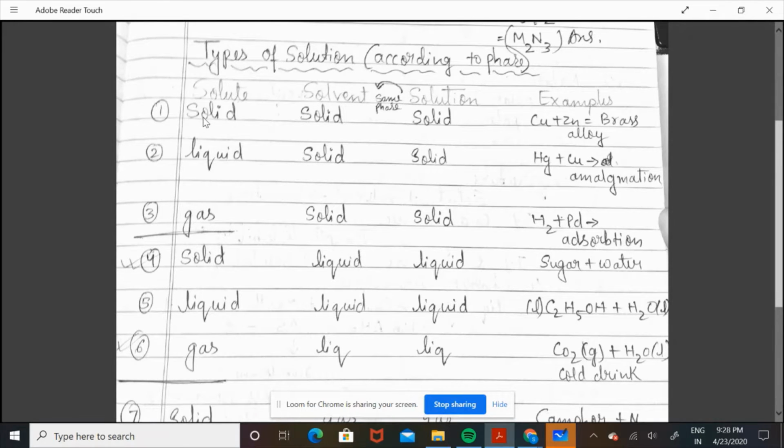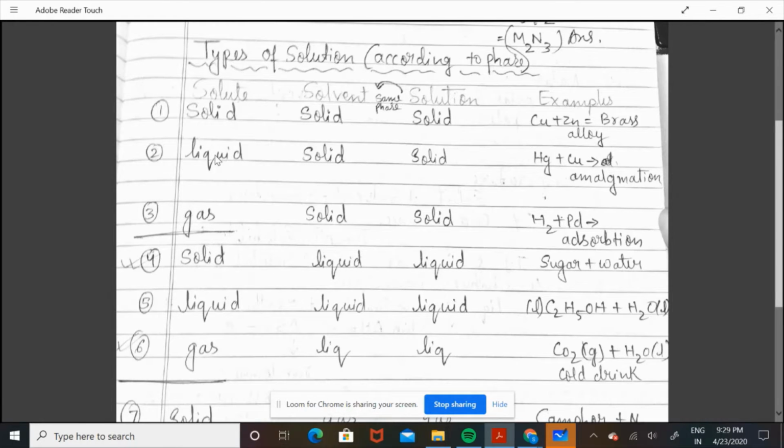If my solute is solid and solvent is solid, then my solution will definitely be solid. So keep that in mind. Whatever be the phase of the solvent, the same phase will be acquired by the solution. Here is the example of this. Copper and zinc both are solid. Here copper is my solute and zinc is my solvent. So both make up an alloy, that is brass, and brass is definitely an example of a solution where both solute and solvent are in solid phase.